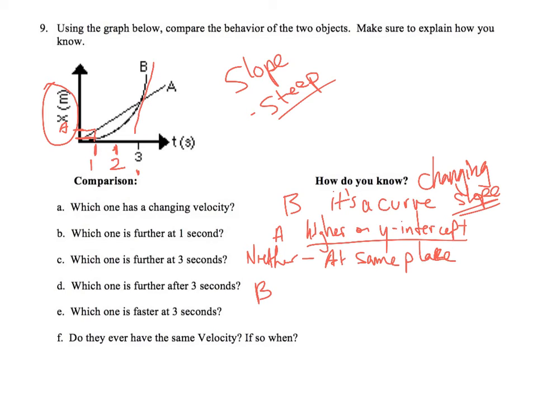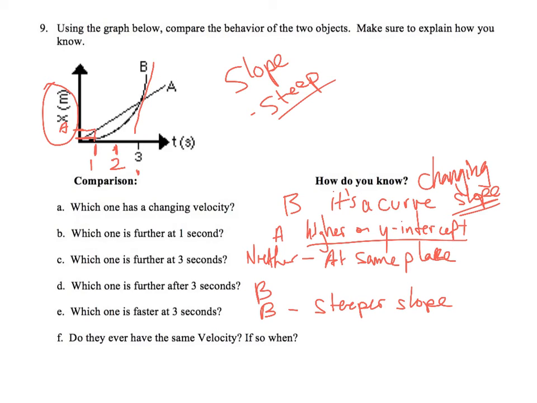You betcha. Who's faster at 3 seconds? B. How do you know? Steeper slope. I hope that makes sense. You can tell B is faster because it has a steeper slope, even though they're at the same place at the same time. I really hope that makes sense.